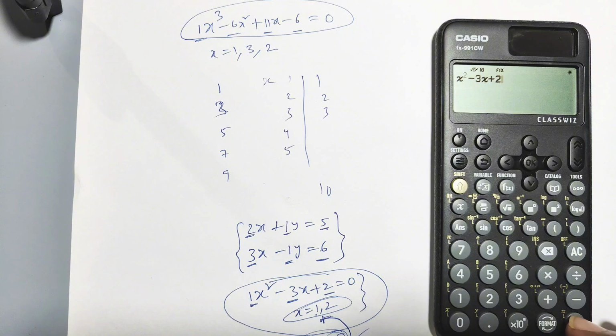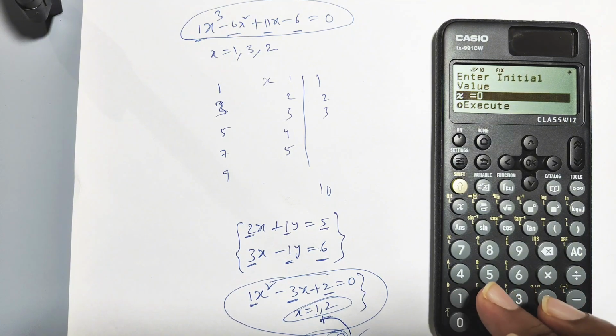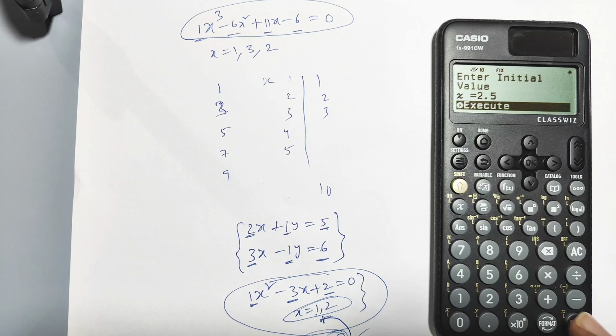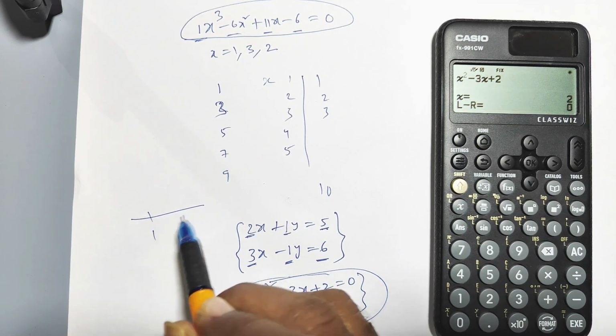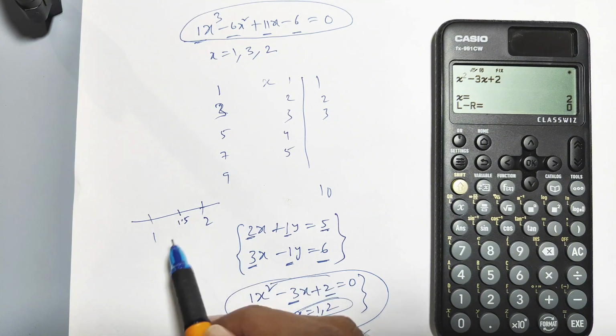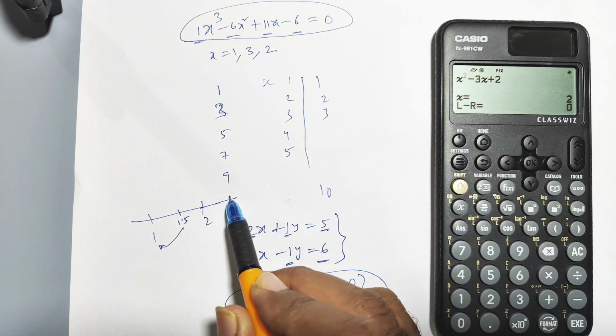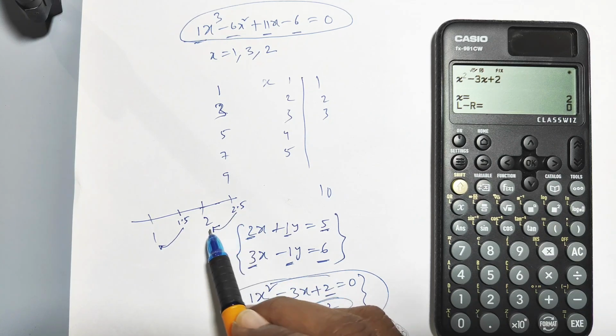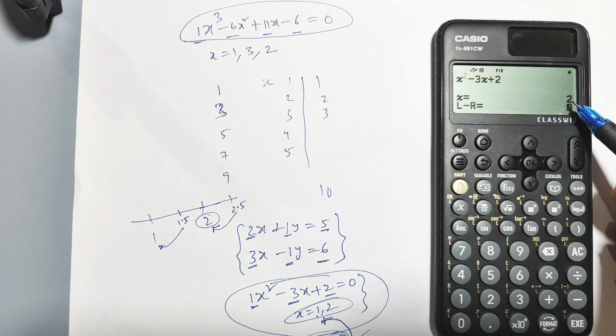Suppose I give 2.5 as the initial value. Then execute, it shows 2. Because you have two solutions, 1 and 2. So when you give the initial solution as 1.5, it reaches 1. When you give 2.5 as the initial solution, the nearest root is 2. Therefore, it takes us to 2 and gives the answer as 2.